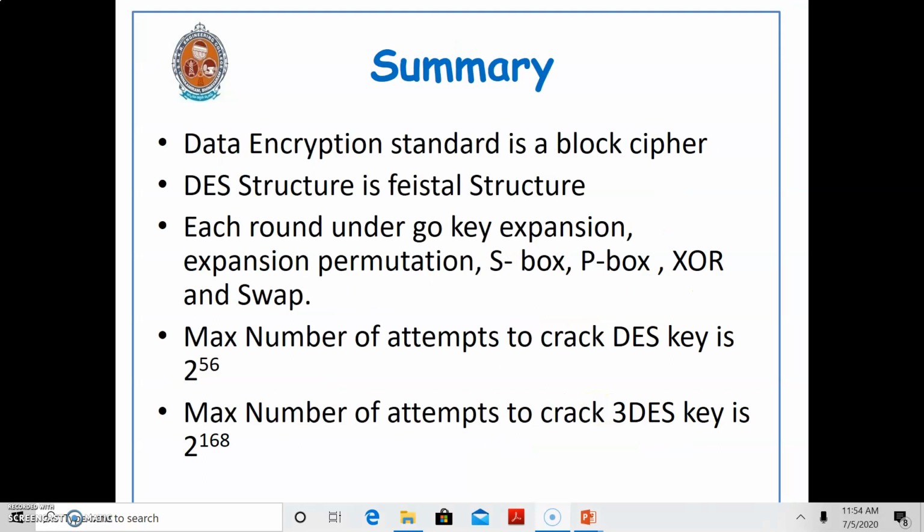Summary: Data Encryption Standard is a block cipher. It follows the Feistel structure, and the function consists of expansion permutation, S-box, P-box, XOR and swap operations. The maximum number of attempts to crack DES is 2 power 56, and the maximum number to crack triple DES is 2 power 168.